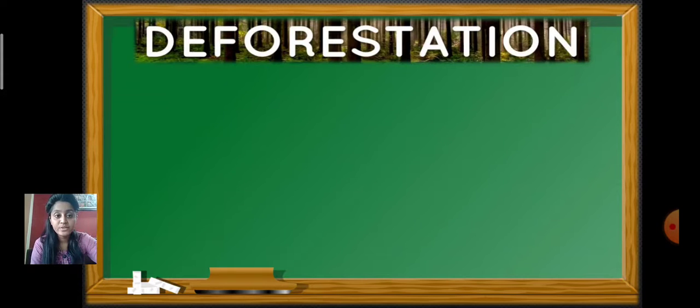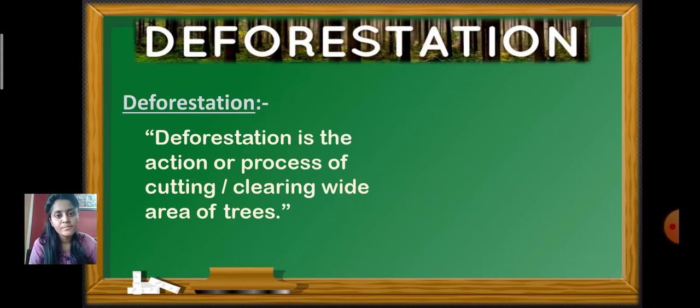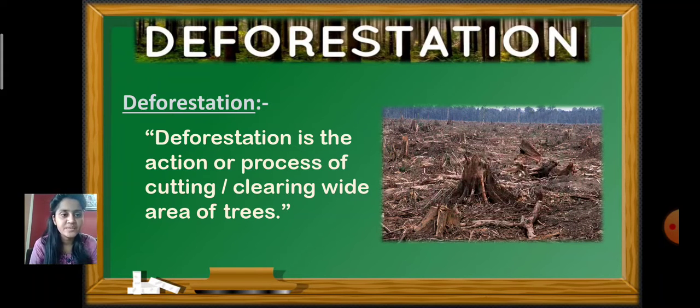First let's see what's meant by deforestation. Deforestation is the action or process of cutting or clearing wide area of trees. Now see this picture. What can you see in this picture? Yes, many of the trees are cut down. So deforestation is cutting off trees in a wider area. Not one or two, many of the trees are cut down. This is called deforestation.